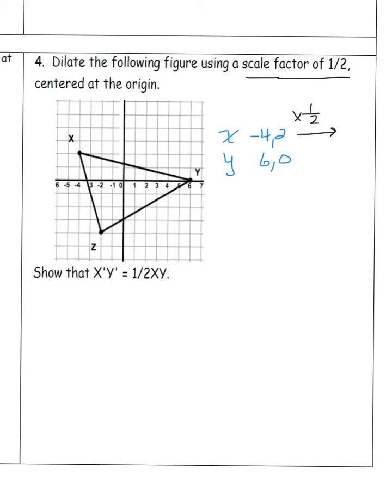-4 times 1/2 is going to give me -2. 2 times 1/2 is going to give me 1. And then I'm going to do the same thing down here. 6 times 1/2 is going to give me 3. And 0 times 1/2 is going to give me 0. And so now I'm going to just plot these points. So -2, 1 is landing right here. And that's my x prime. And y prime is at 3, 0, which is right here. And then I'm just going to connect my dots.